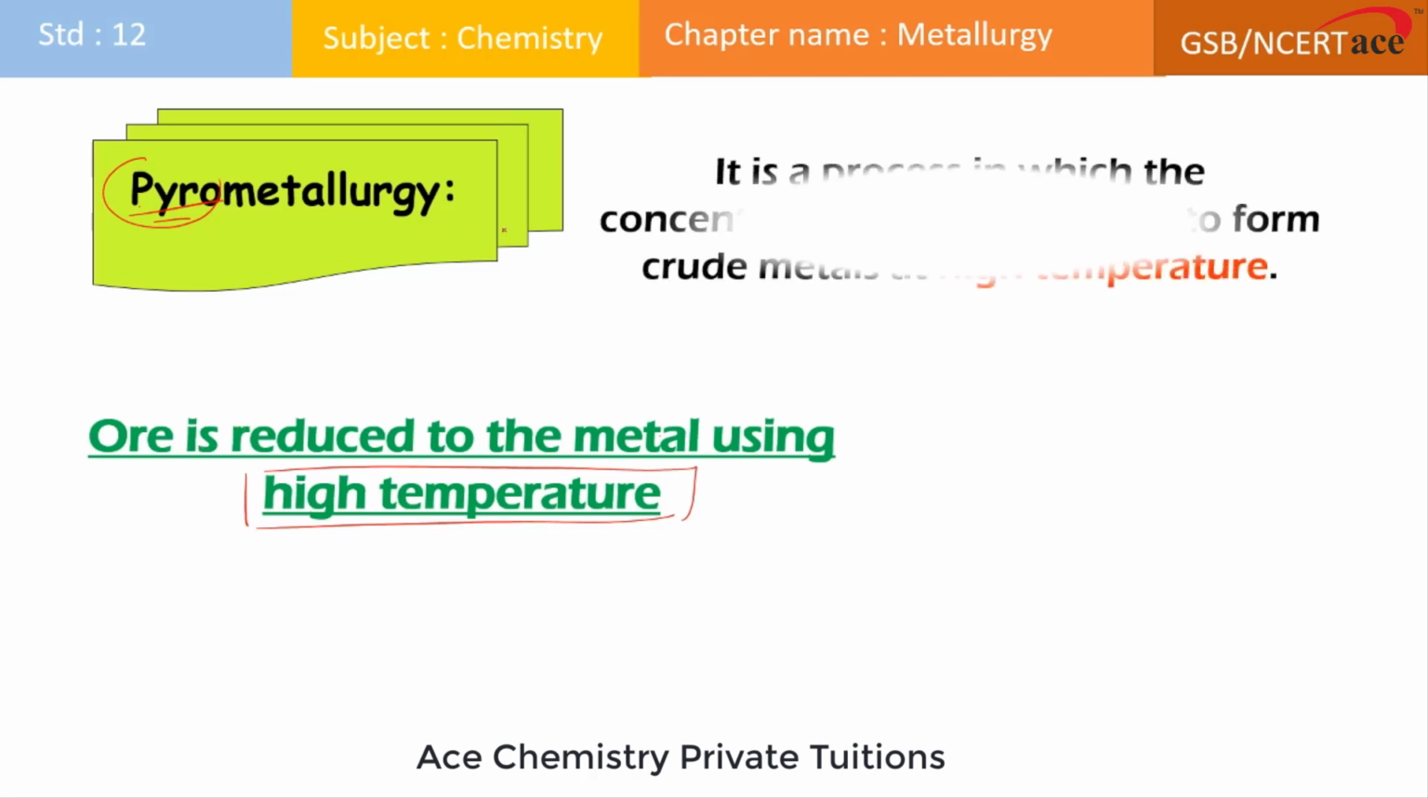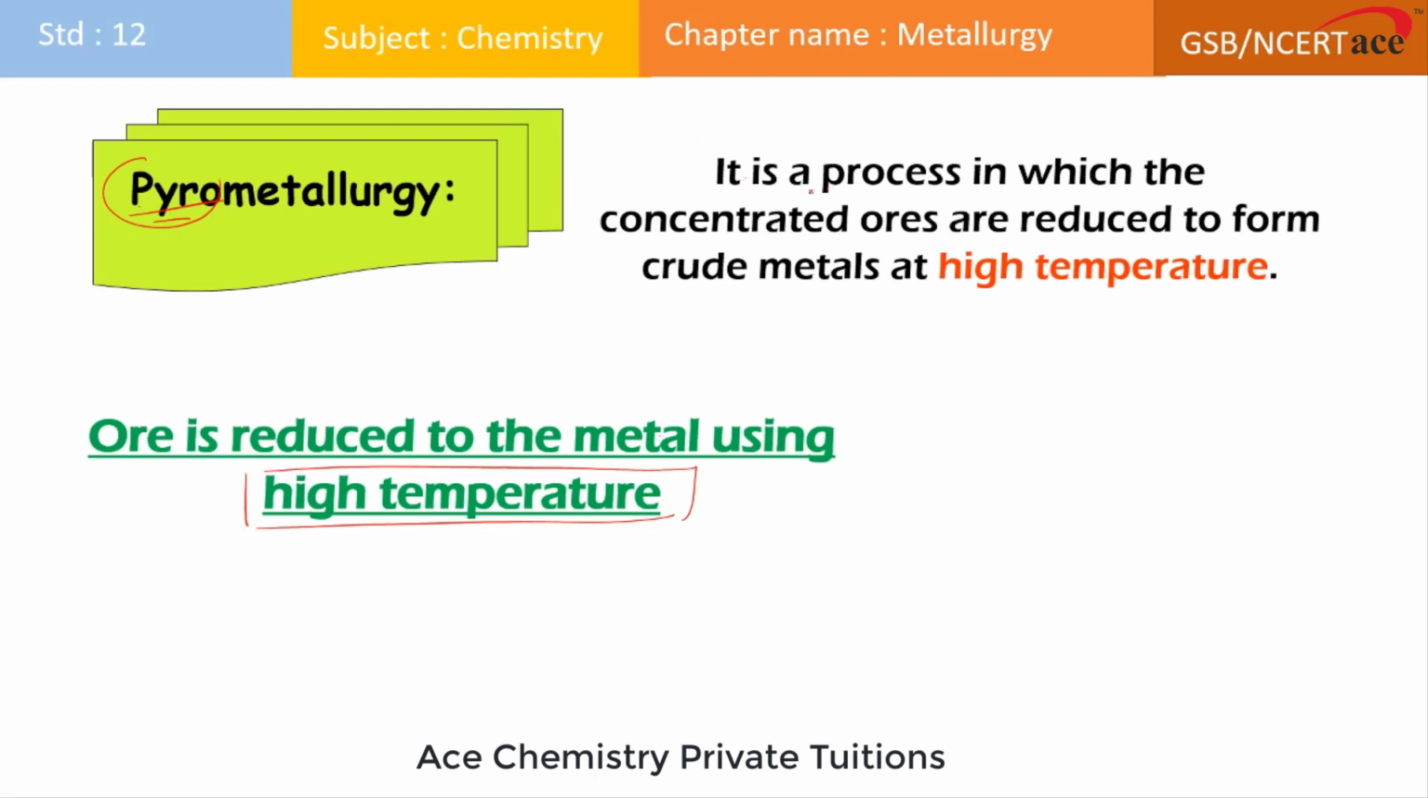In science, you can say pyrometallurgy is a process in which the concentrated ore is reduced to form crude metal at high temperature. So again, the metal that we are getting from the metal oxide, even in pyrometallurgy, that is a reduction process, the metal is not completely pure. It still consists of some kind of impurities, which we refer to as what? Crude metal. So here the crude metal means what? It is impure metal.